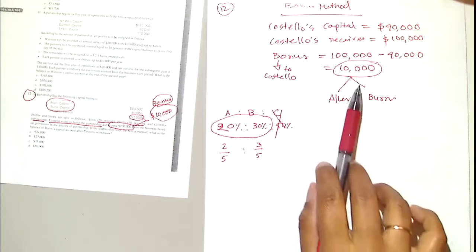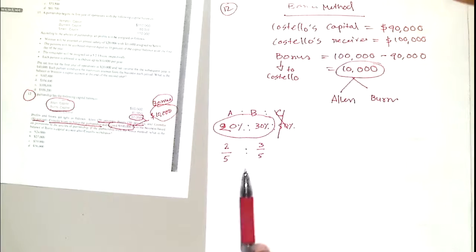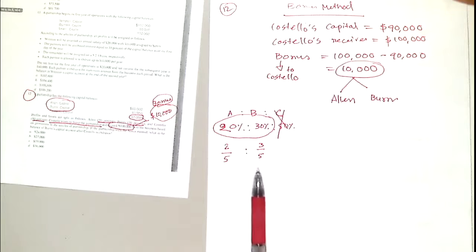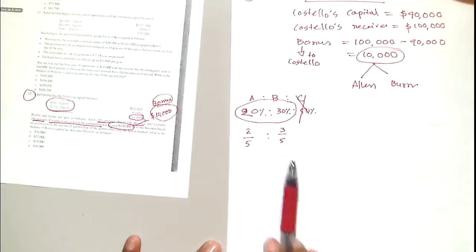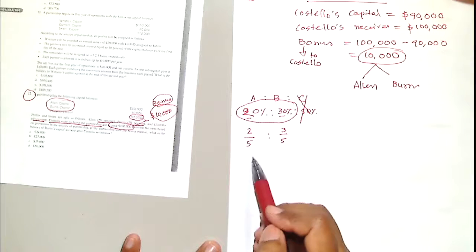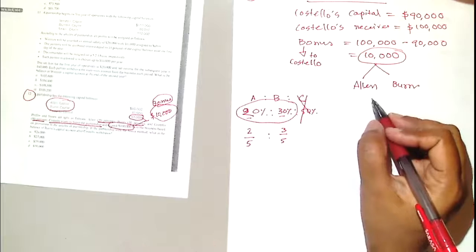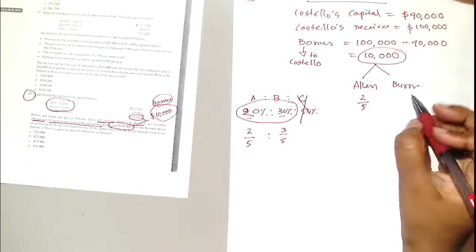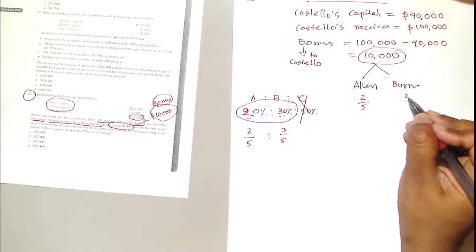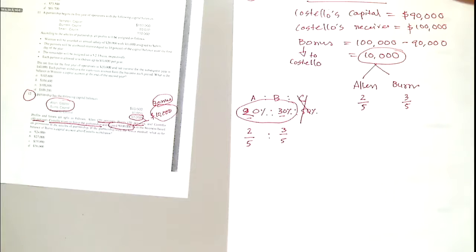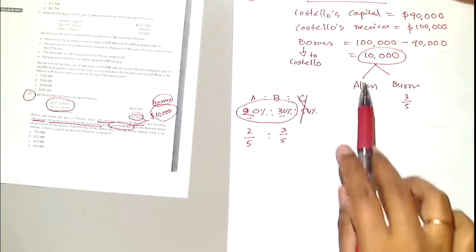Right, if we allocate this $10,000 based on the old numbers like 20, 30, we will be allocating only half of this. So we need to redefine it. How can we redefine? We add this 2 and 3, that will be the denominator, and the old ratio will be the numerator. That means in the redefined fraction, Allen will bear 2/5 and Barnes will bear 3/5. This is how we can distribute it. Now if you add up, you will see it's the whole ratio, 100% or 1 as a fraction, so we'll distribute the whole thing.